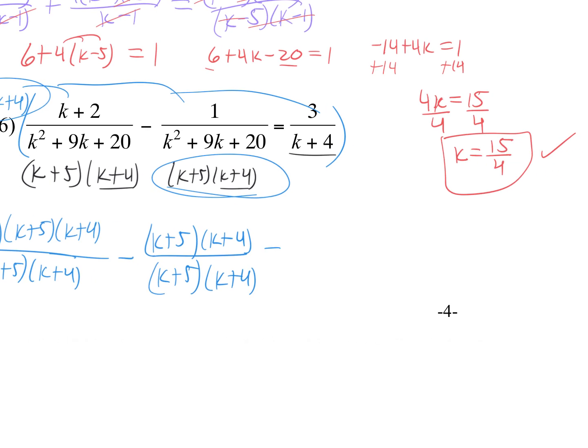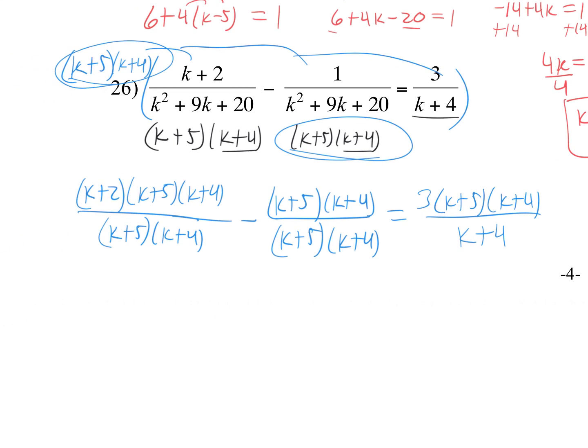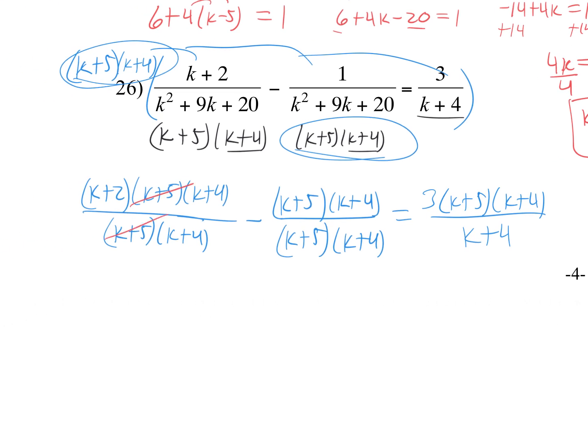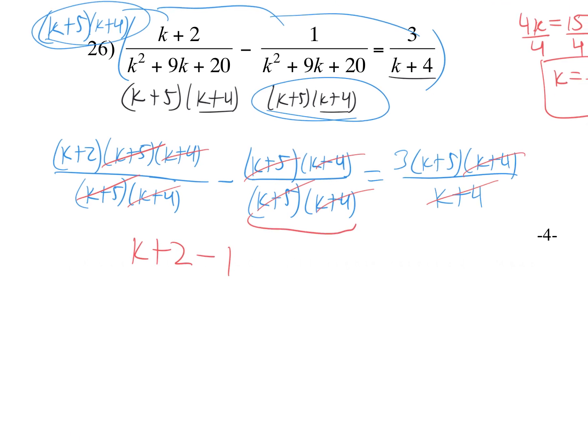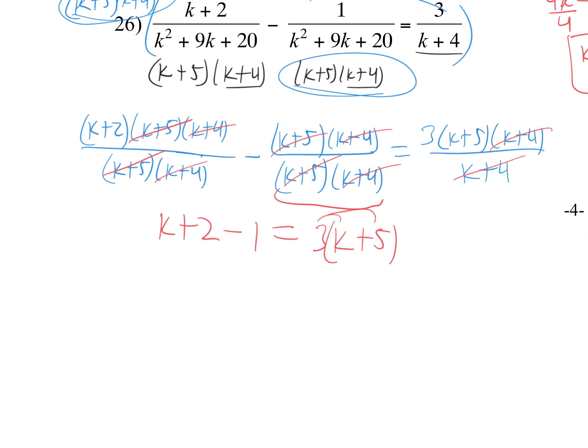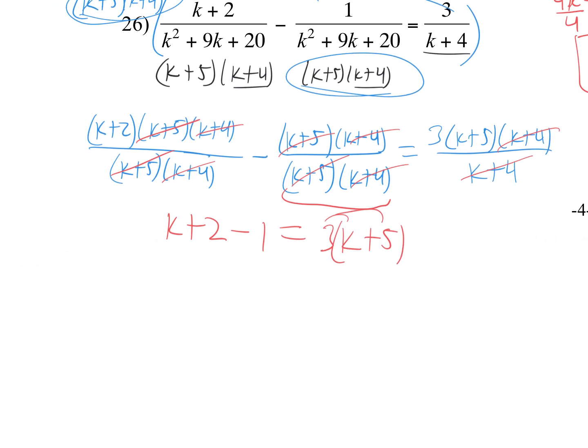All right, and then equals 3 times k plus 5, k plus 4 over k plus 4. Now lots of things cancel here. K plus 5 cancels, k plus 4. Over here, everything cancels, and over here, the k plus 4 cancels. So we're just left with a k plus 2 minus, and then on this side, we're left with a 1. Again, don't make the mistake of writing 0. And this equals 3 times k plus 5. Distribute the 3 to everything. On this side, we can combine like terms, 2 minus 1 gets you 1. So we get k plus 1 equals, and then on this side, we can do 3k plus 15.